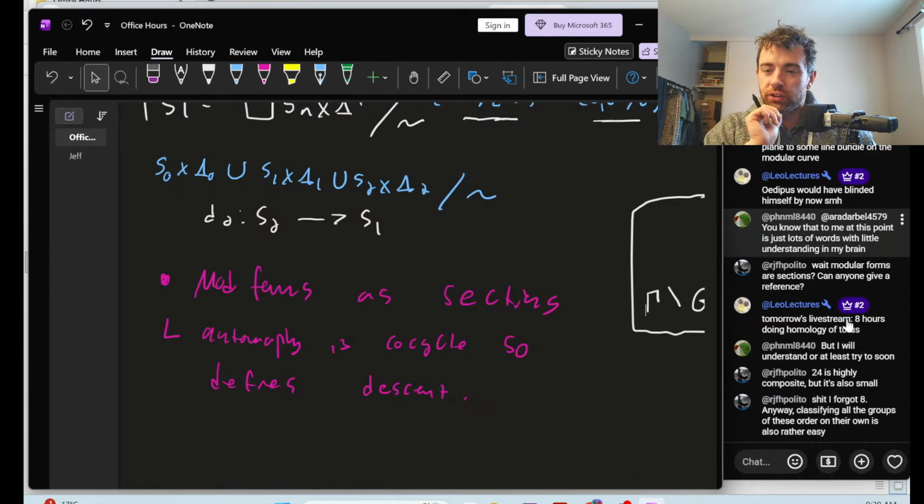Modular forms are sections. Can anyone give a reference? Yeah, I think if you look at any book on modular forms, Diamond and Shurman is a classic reference, so probably go look there, or Milne.